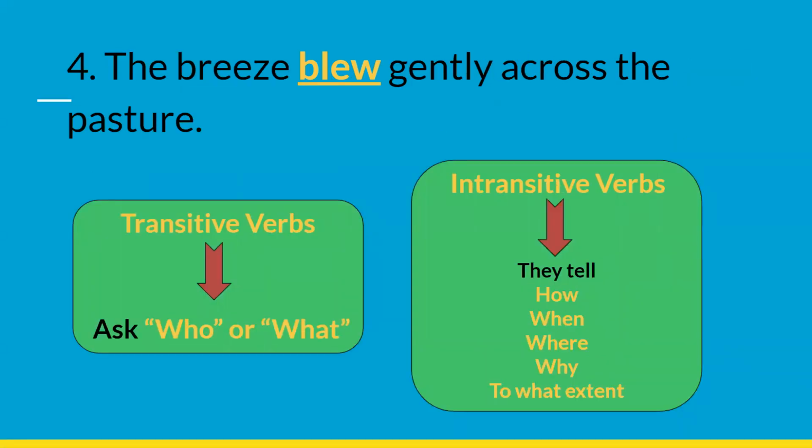The breeze blew gently across the pasture. Look at our action verb. Blew what? No answer. Blew who? That rhymes. But we have no answer. This verb is therefore intransitive since it tells us how the breeze blew. Remember, our intransitive verbs will tell of how, when, where, why, or to what extent.